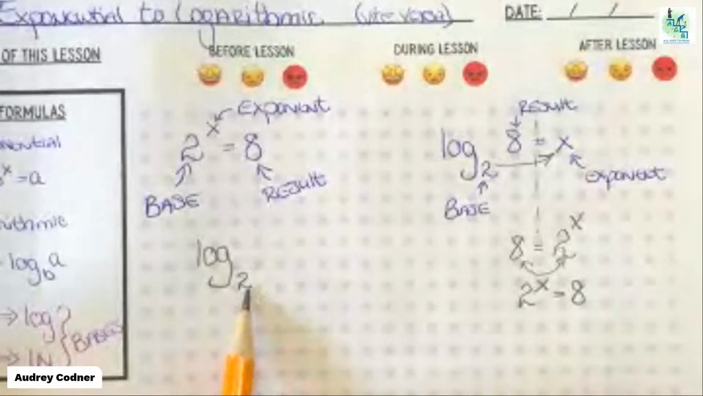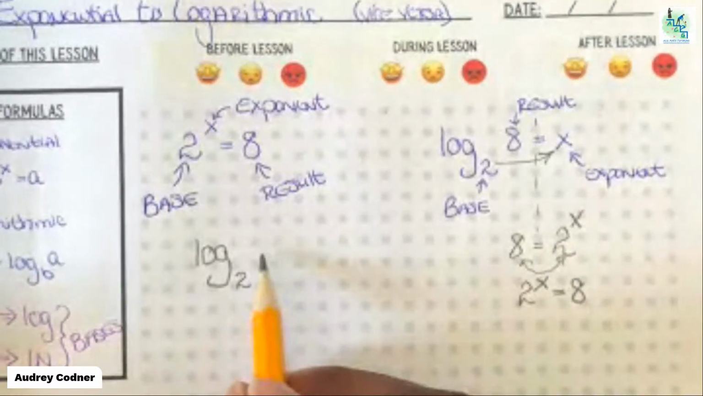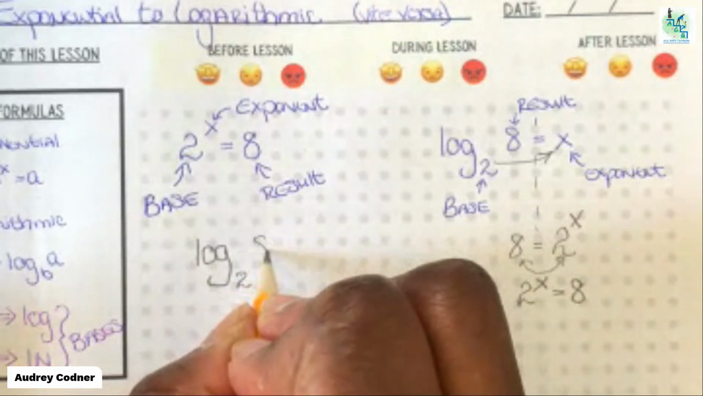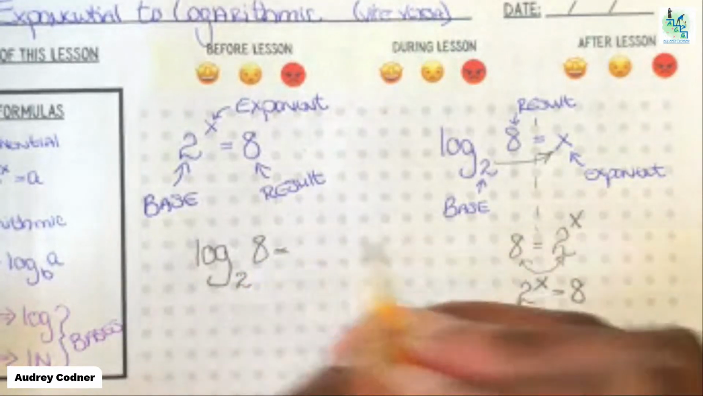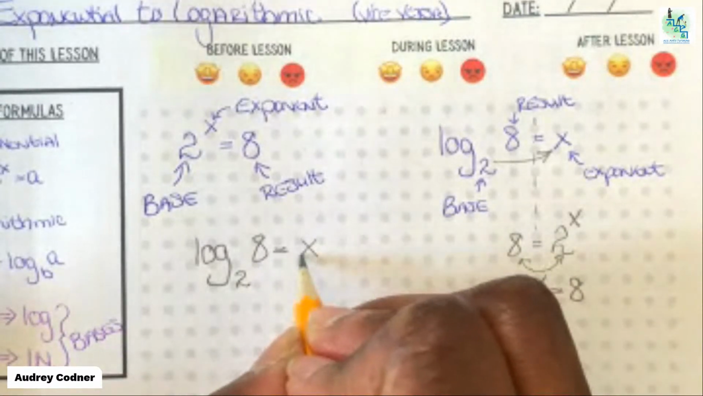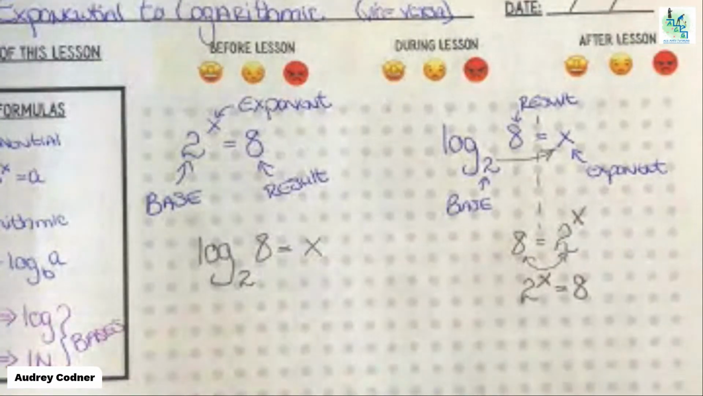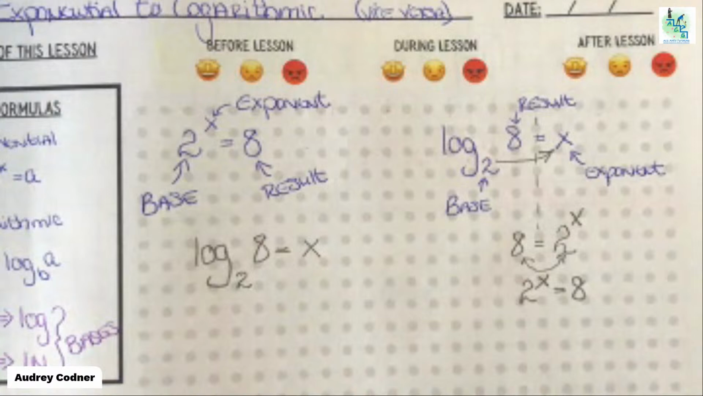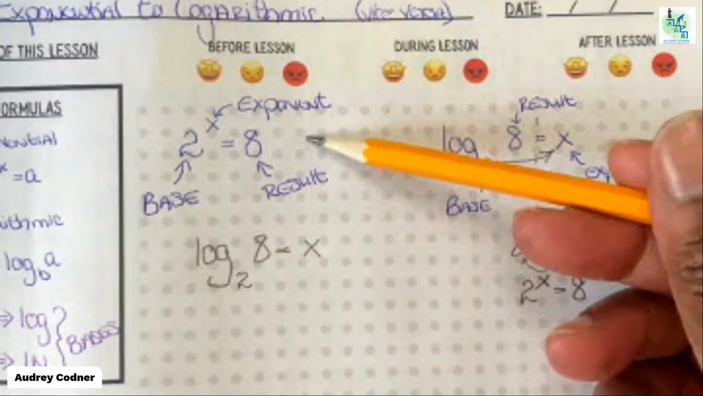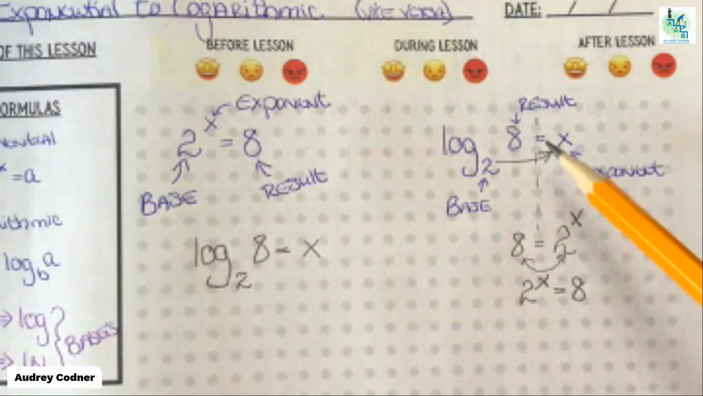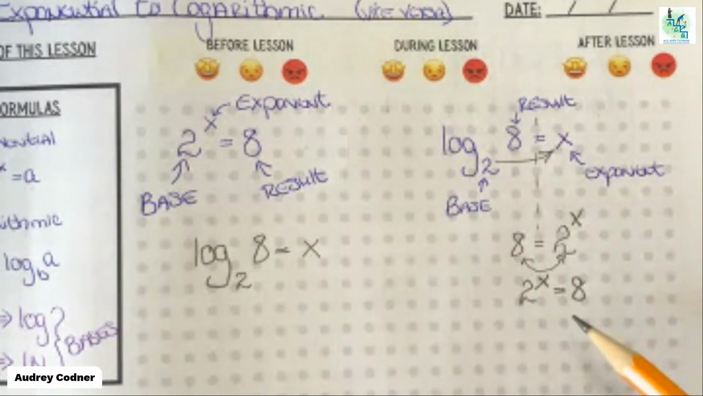So now you have your base and it's going to have your result right next to it. So our result is 8. Then we have our equals, and it's going to equal what our exponent is. In this case, it's going to be an x. All right. So that's basically how you go from an exponential to a log, and how you go from a log to an exponential. All right.